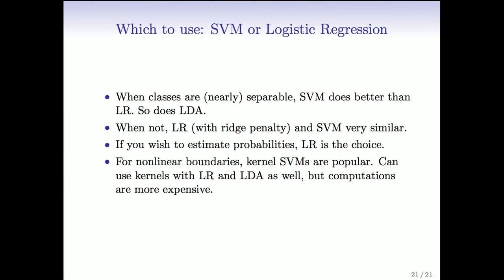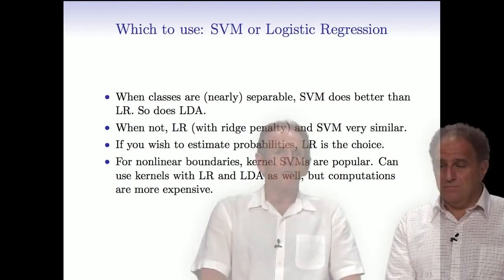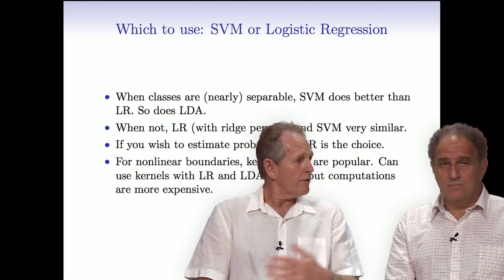For nonlinear boundaries, you can use kernel support vector machines, and they're popular. You can use the same kernels with logistic regression and LDA as well, but the computations tend to be more expensive. And so in those scenarios, support vector machines tend to be used. So here we are at the end of the session. Rob, do you have anything to add here?